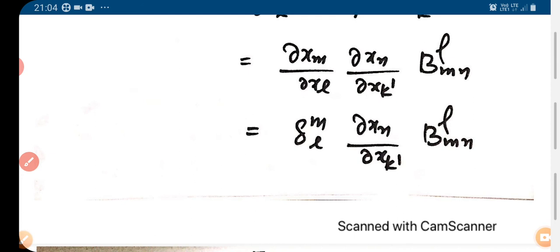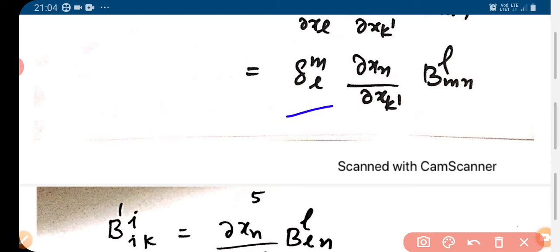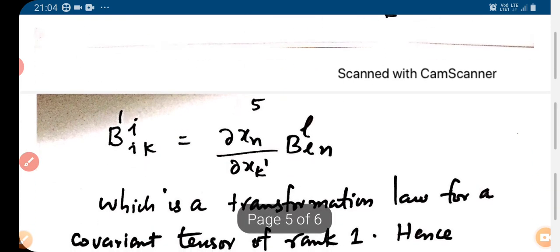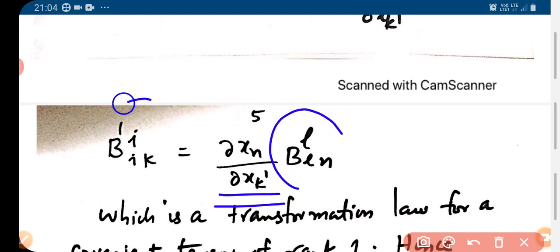Okay, so we get this, and since we have the δ^m_l here, when m and l are different, it will be 0. So these two indices will become equal. l and m will become equal, and you will be getting this ∂x^n/∂x'^k, B^l_{ln}. So B'_k, that is equal to ∂x^n/∂x'^k, B^l_{ln}.